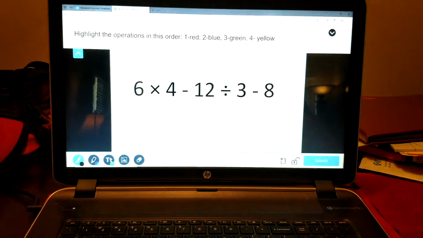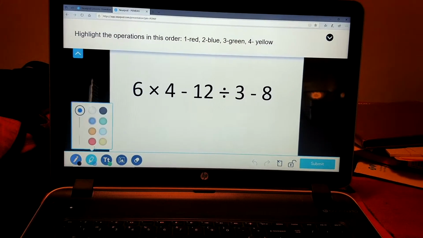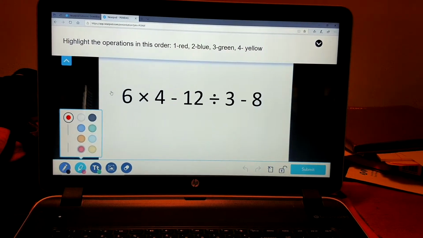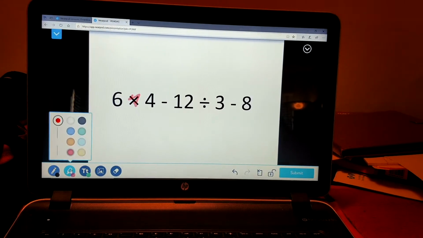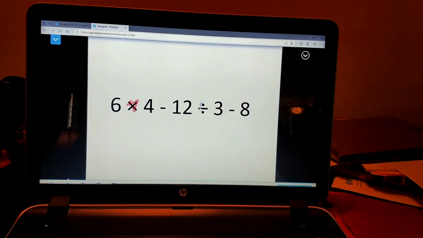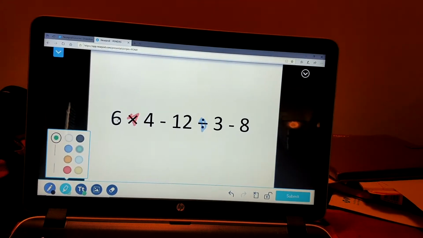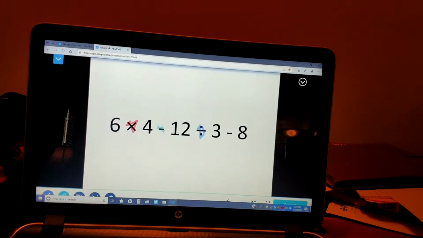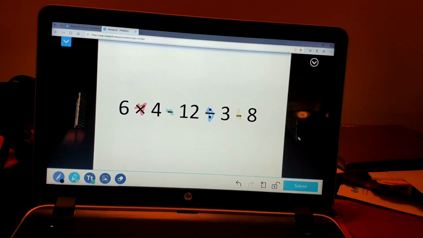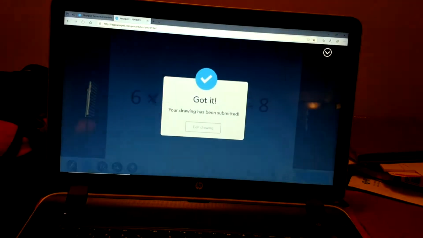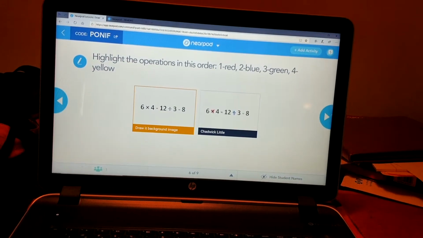The next one is the same thing, just an extra step. Go red, blue, green, and then yellow. So we'd pick the red. No parentheses, no exponents, multiplication. Yes. Blue would be the division. Green would be moving from left to right, the first subtraction. And yellow would be the second subtraction. They submit it. It tells them they submitted it. The teacher gets to look at it and then move on.